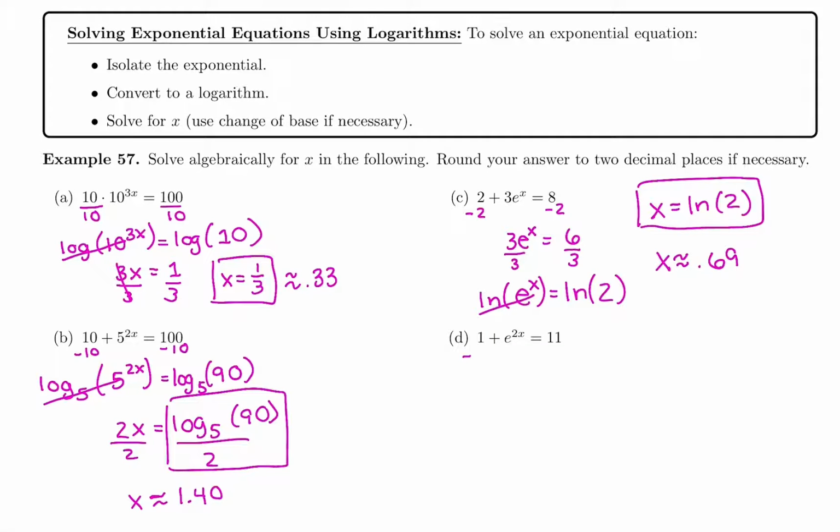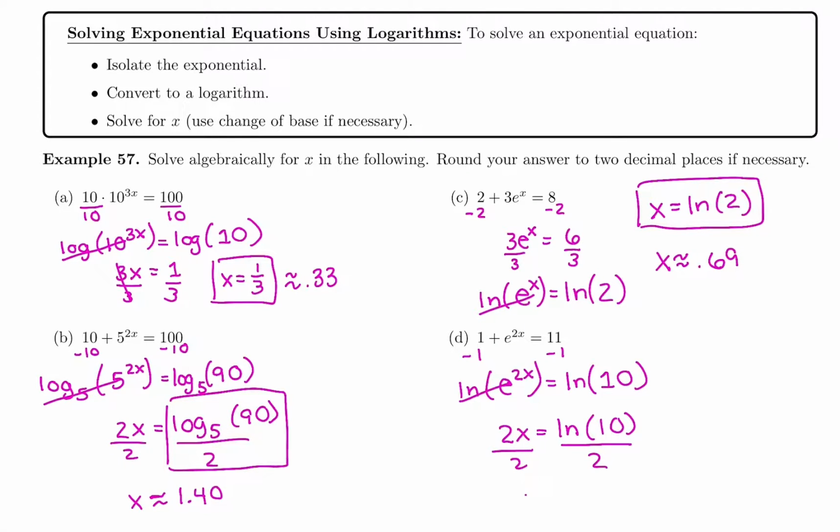We're going to get the exponential on one side by itself by subtracting 1. That'll give us e to the 2x equals 11 minus 1, which is 10. I have that exponent on one side by itself, and that way I can take ln of both sides. ln and e cancel. I get 2x equals ln of 10. And last step, divide by 2.